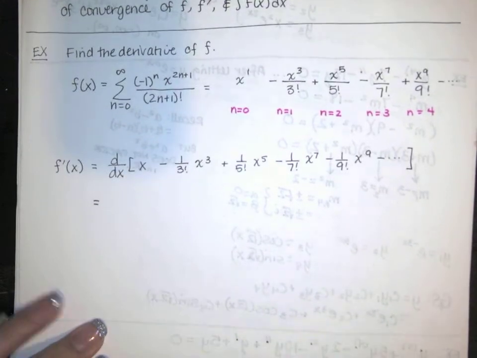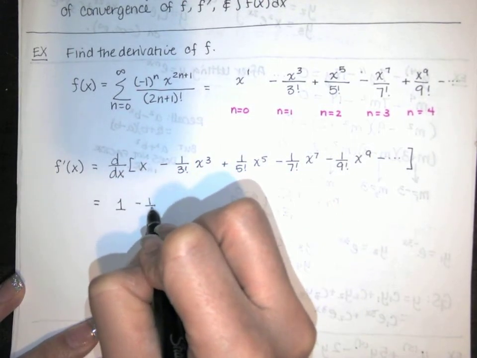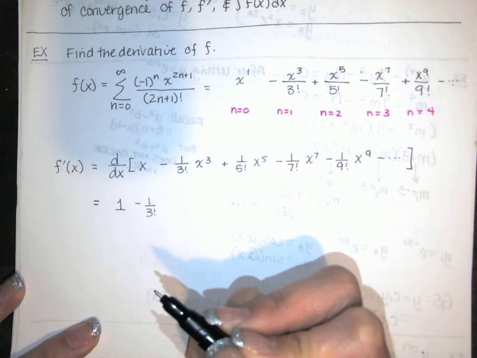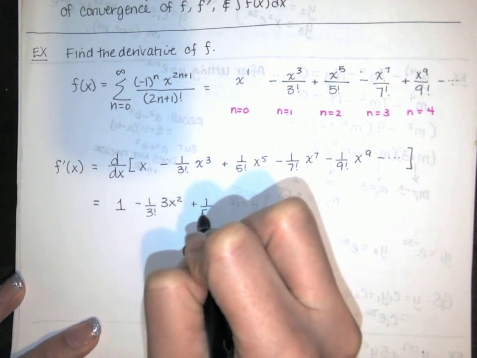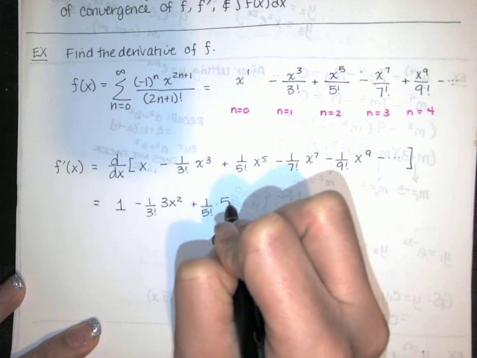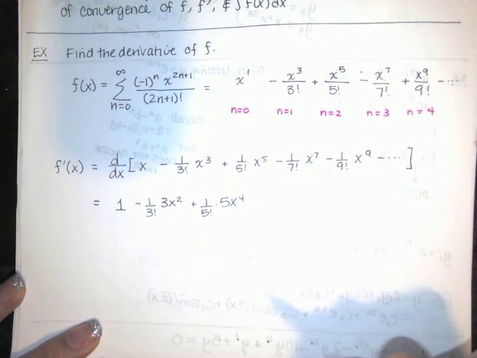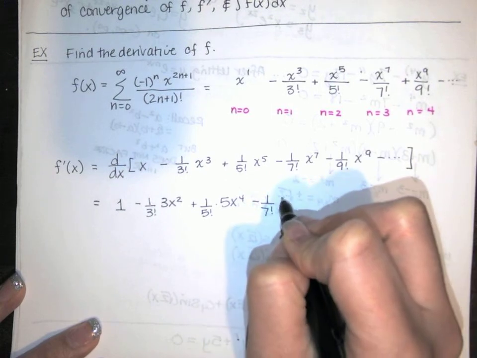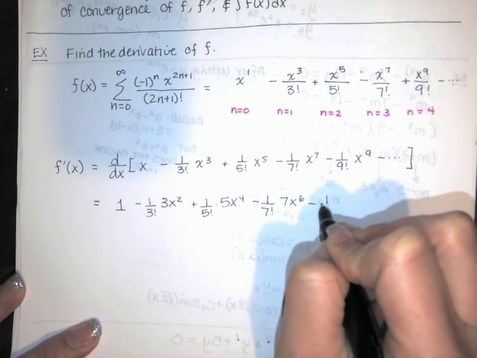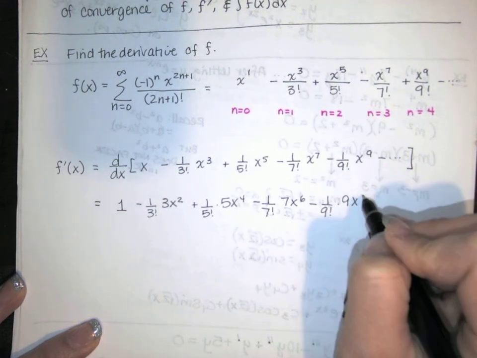The derivative of x is 1. Then I bring my constant down, and the derivative of x cubed is 3x squared. Bring the constant down. Derivative of x to the 5th is 5x to the 4th. So remember, we bring the power down, multiply by x to the 1 less power. And we're doing this for all of these terms. So we have 7 times x to the 6th. Bring the constant down. 9 times x to the 9 minus 1, which is 8.